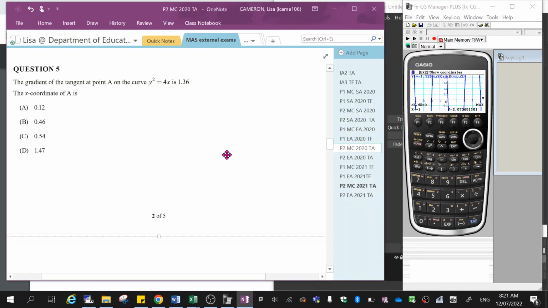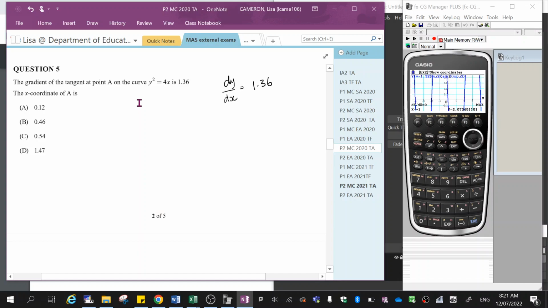Okay, so this question, cheeky little question. The gradient of the tangent on the curve is this. So that means that the gradient or the derivative of the function is 1.36. And it wants us to find the x-coordinate of A, which is the point where the tangent is.